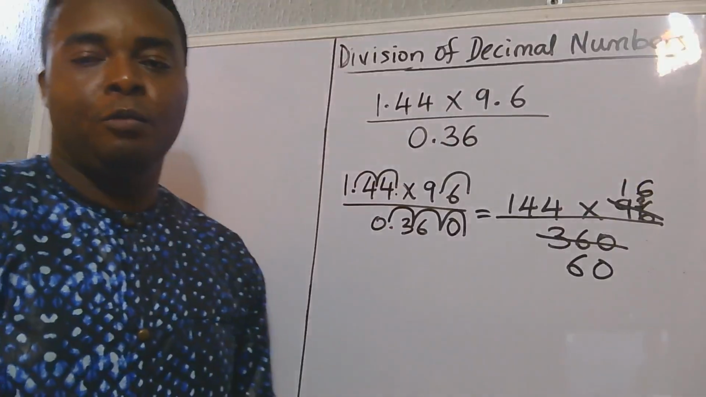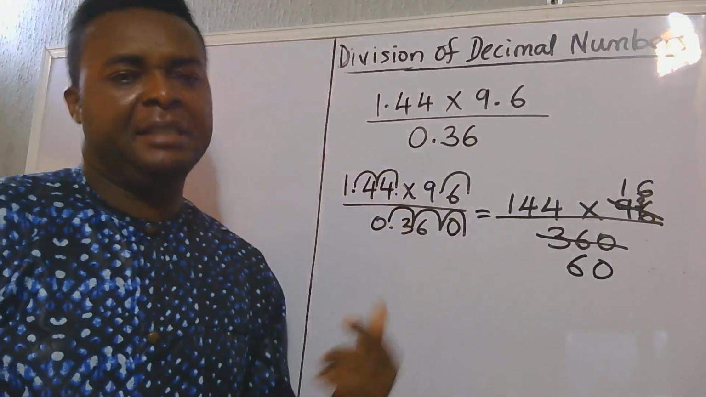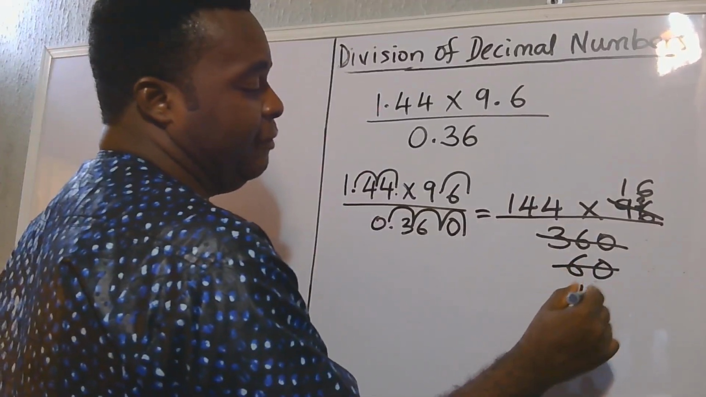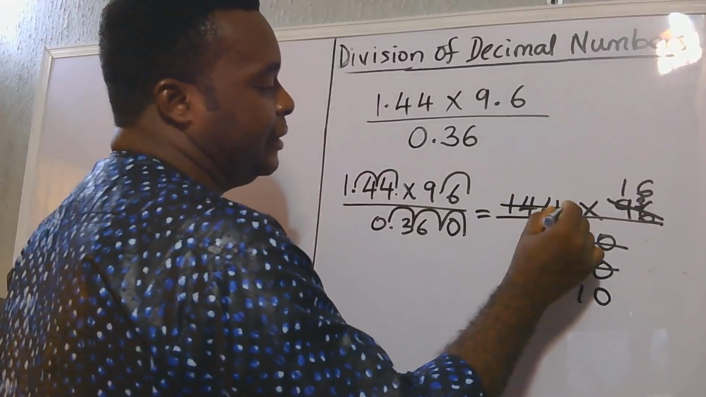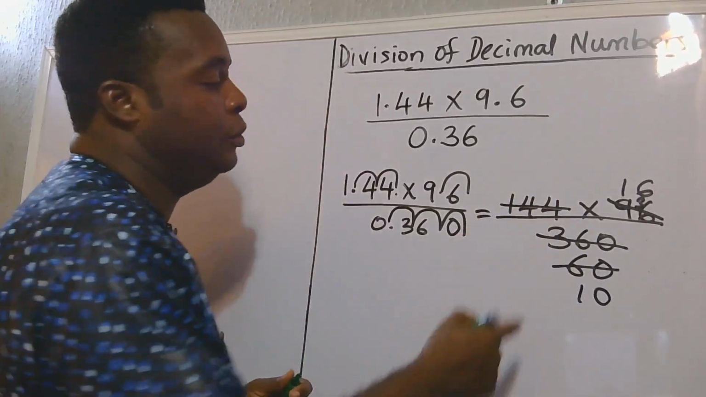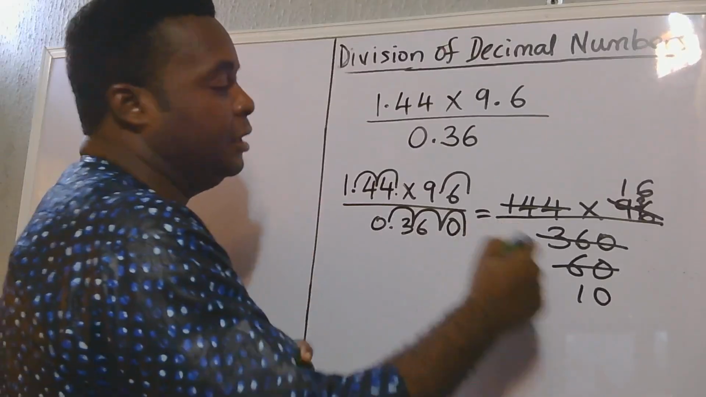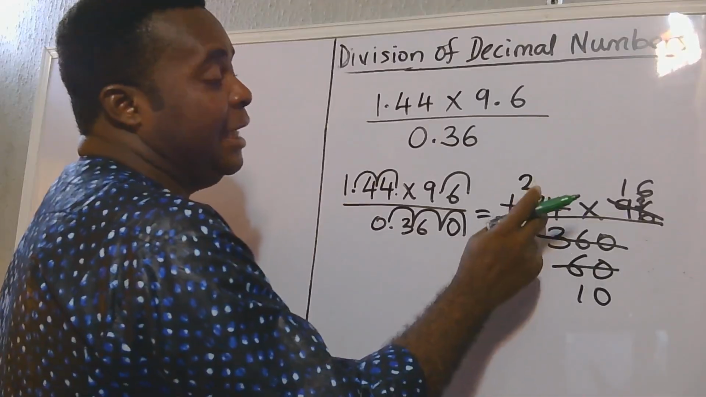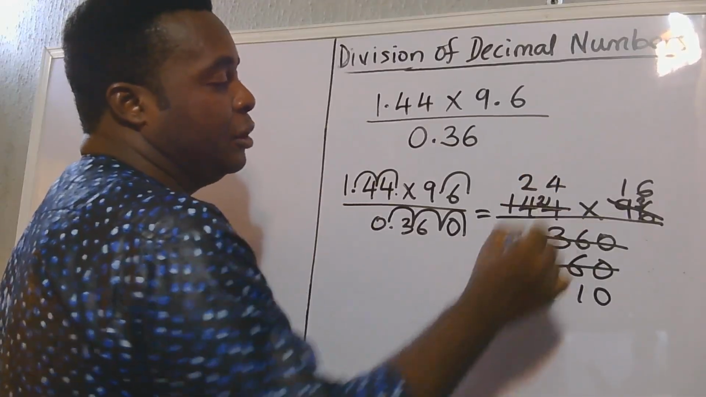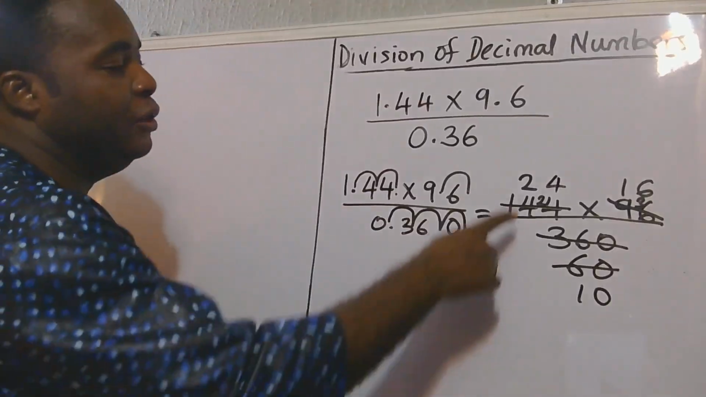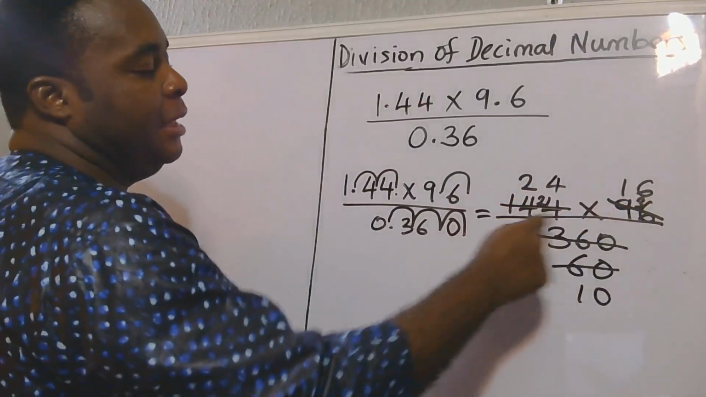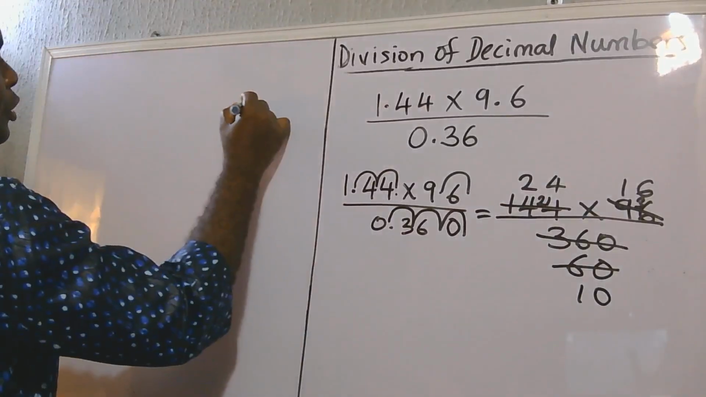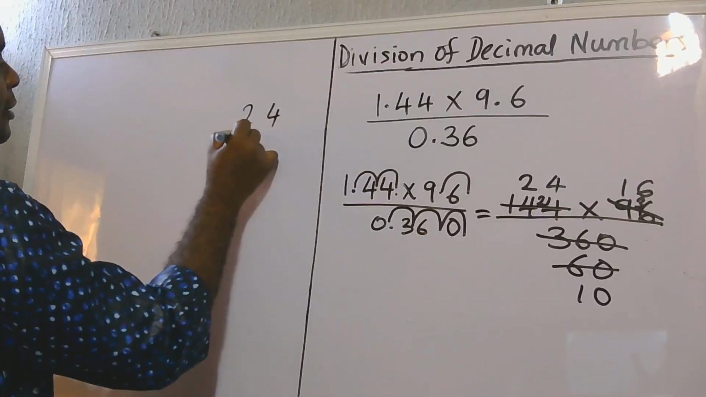All right, we will have to use 6 again. Okay, now 6 in 60, that gives us 10, and 6 in 144, we say 6 in 14 first, that gives us 2 remainder 2, and then 6 in 24, that gives us 4. So we are having 24 times 16 over 10. All right, so let's come here and say 24 times 16.